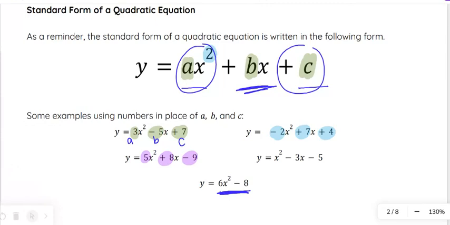Now this one is a little trickier because there is no number in front of the x squared, so that's really a 1. So on this one, a is going to be 1, and then b is -3, and c is -5. And then on this bottom one, a is 6, because that's what's in front of x squared. Remember, there is no b term, there is no just simple x term. And so with that, that means b is 0. And then our constant is c, which is -8.